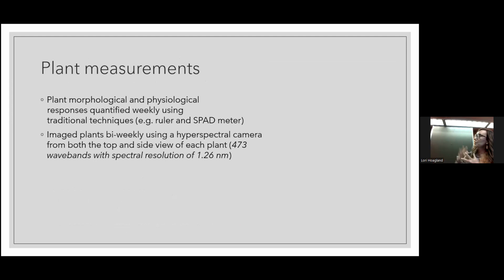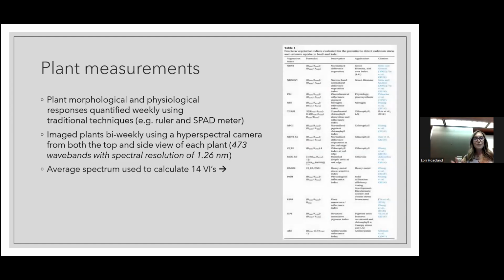So both from the top view and the side view, we were curious which would be better at really detecting the stress. At each one of those times, each camera collected 473 wave bands with a spectral resolution of 1.26 nanometers. And then we evaluated 14 different vegetative indices from all of that data that we collected. Some are more common, like the normalized difference vegetation index, which is often used as an indicator of chlorophyll content, as well as others like a heavy metal index that has been developed by some other folks working in rice.